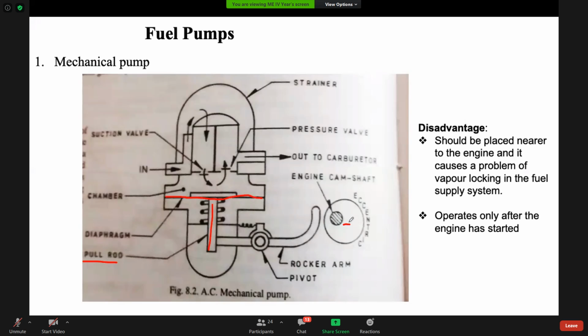Suppose the center of the outer circle is at this location. So some eccentricity is provided between them such that it will create a pull and push motion for this rocker arm, and hence it is transferred to your pull rod, and your diaphragm will go up and down, up and down. So when this diaphragm is coming into the down position, what will happen? A suction will be created in this area. So it will suck the fuel from your fuel tank, and the fuel will flow in this direction.